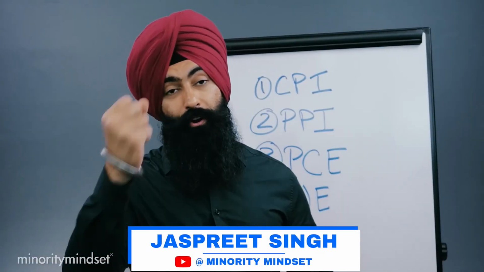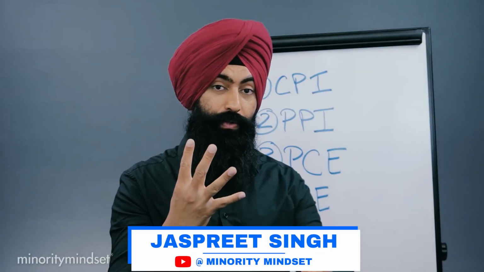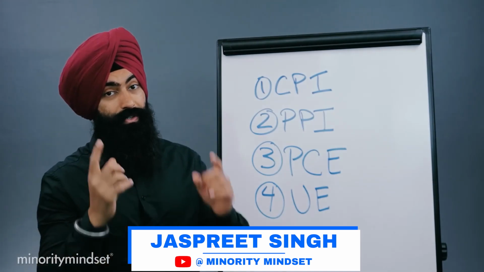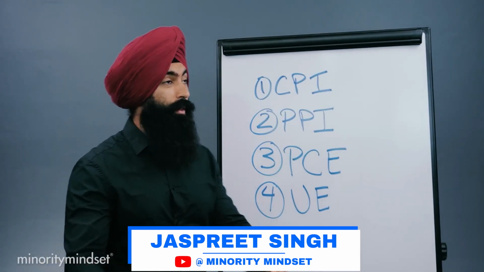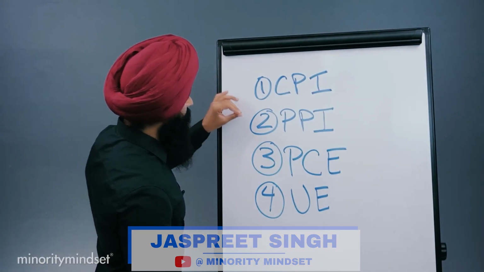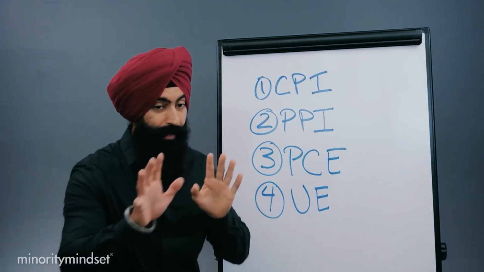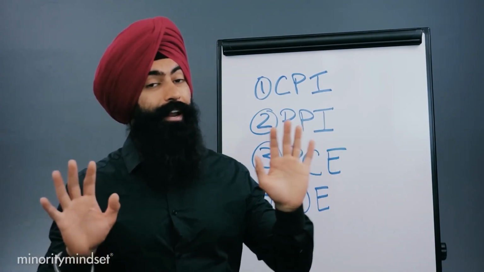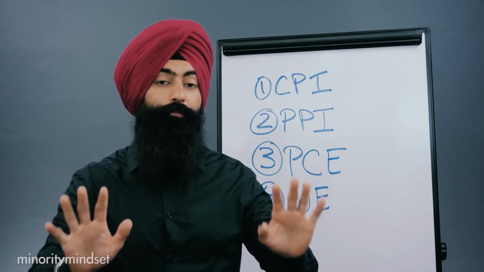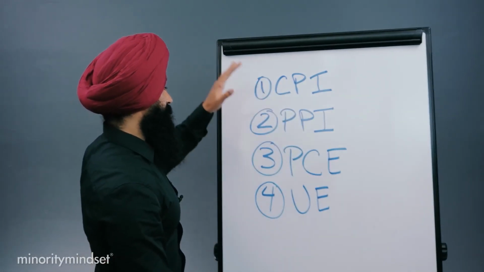To answer that question, there are 4 factors that you want to pay attention to. This is what the Federal Reserve Bank is looking at, so this is what you want to be paying attention to as well. It is the CPI, the PPI, the PCE, and the UE. Now, I know this is going to look very intimidating at first glance, but I'm going to break it all down for you, and I'm going to make sure it's very easy to understand.